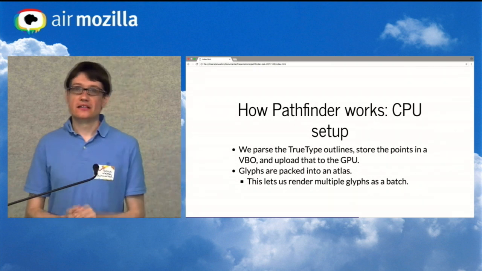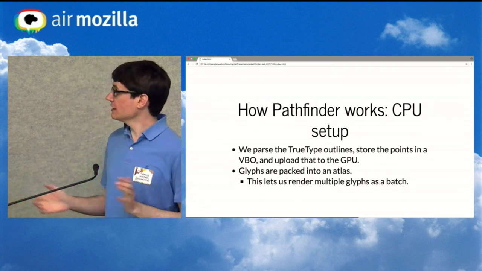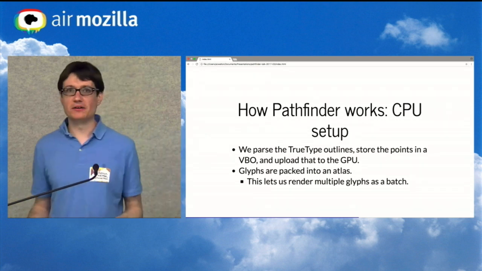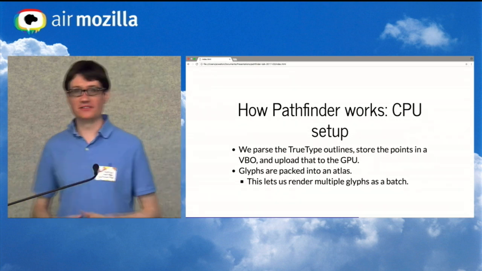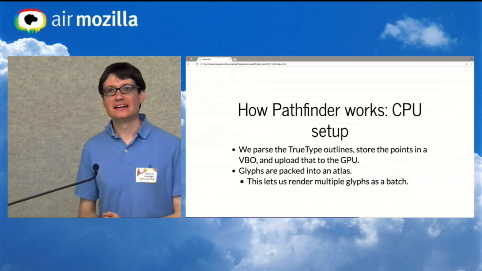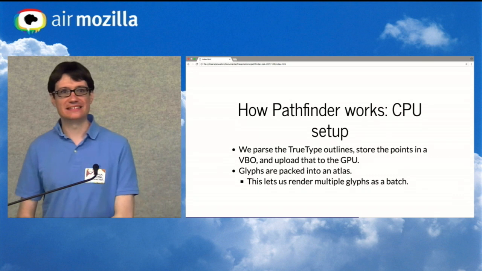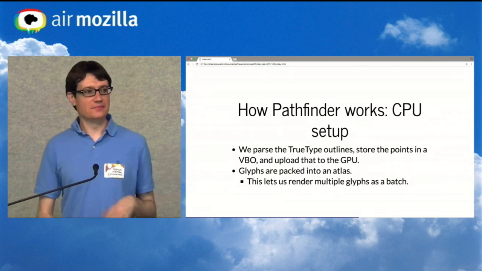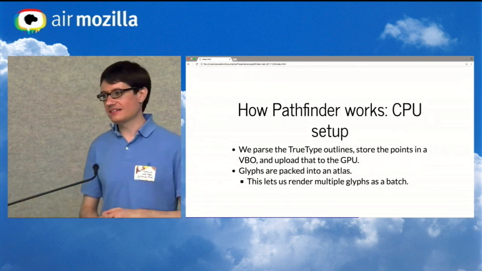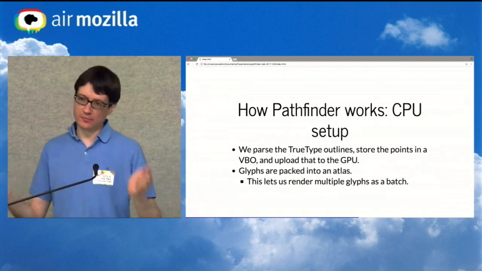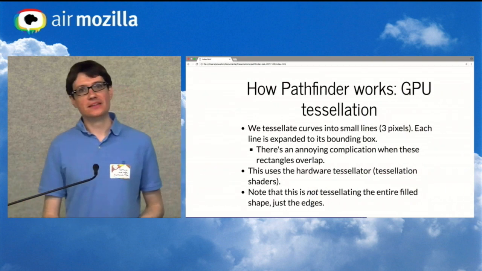So the first part is pretty boring. Parse the TrueType outlines. Well, I say it's boring, but it actually has a lot of details because TrueType is a really complicated format. There are 4 different ways to store outlines in OpenType, and it's a mess. But once all that relatively uninteresting work is done, we have a whole bunch of control points, and they're uploaded to the GPU.